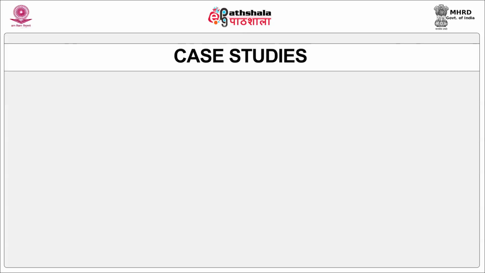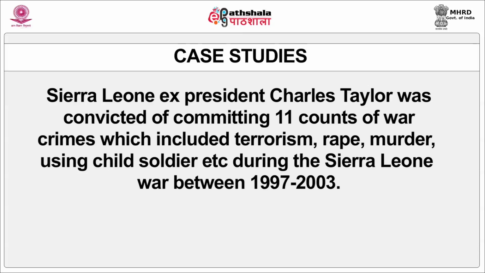Case studies. Sierra Leone ex-president Charles Taylor was convicted of committing 11 counts of war crimes which included terrorism, rape, murder, using child soldiers, etc. during the Sierra Leone War between 1997 to 2003.